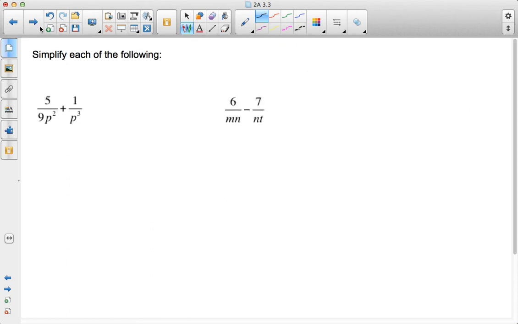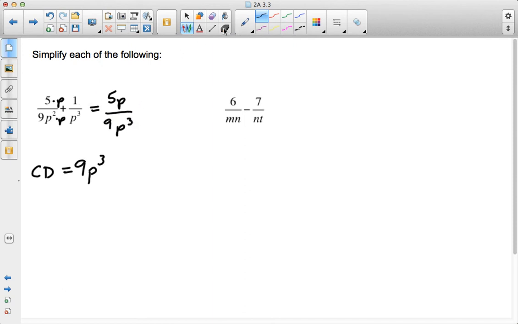But what we are doing now is taking it a step further. We are now dealing with algebraic fractions where we have variables in the denominator as well, but the rules are still the same. My common denominator between 9p squared and p to the third is 9p to the third. So I can see that 9p squared goes into 9p to the third if I multiply it by p. So I'm going to multiply this numerator by p so that I get 5p over 9p to the third.